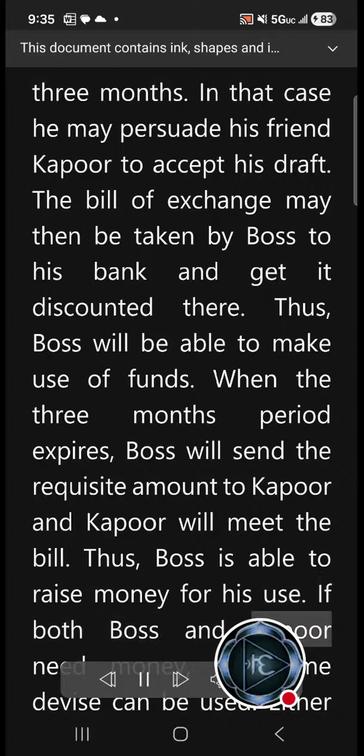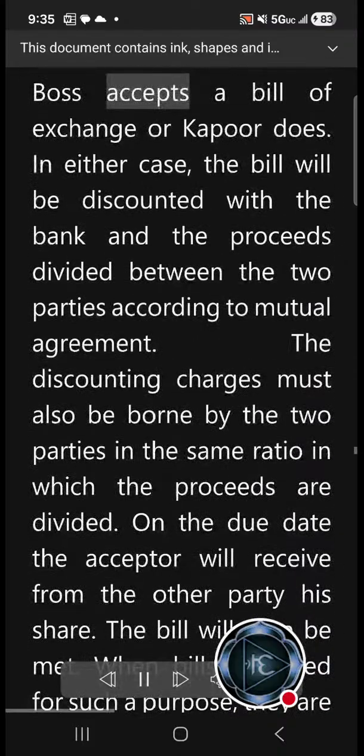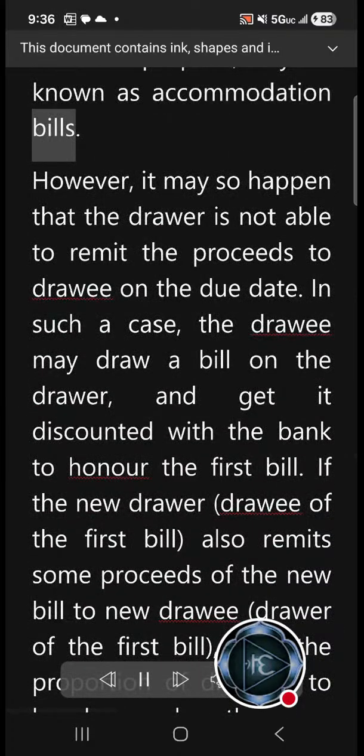If both Boss and Kapoor need money, the same device can be used. Either Boss accepts the bill of exchange or Kapoor does. In either case, the bill will be discounted with the bank and the proceeds divided between the two parties according to mutual agreement. The discounting charges must also be borne by the two parties in the same ratio in which the proceeds are divided. On the due date, the acceptor will receive from the other party his share. The bill will then be met. When bills are used for such a purpose, they are known as accommodation bills.